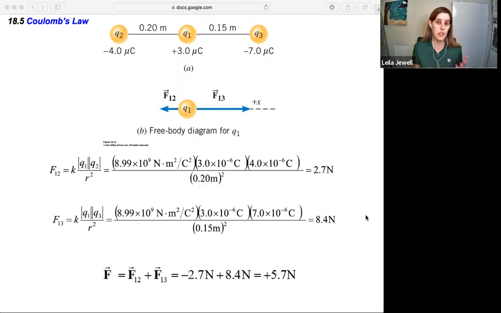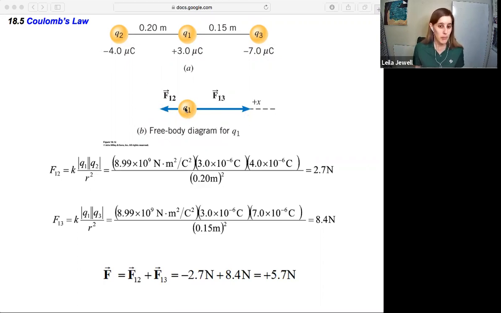Now we have these two numbers for F12 and F13. What do we do with them? Do we just add them together to combine them to get the net force? Well, sort of. But because these are vectors, the direction matters. So notice F13 is in the positive x direction. It's already going in the right direction. F12, meanwhile, is in the negative x direction.